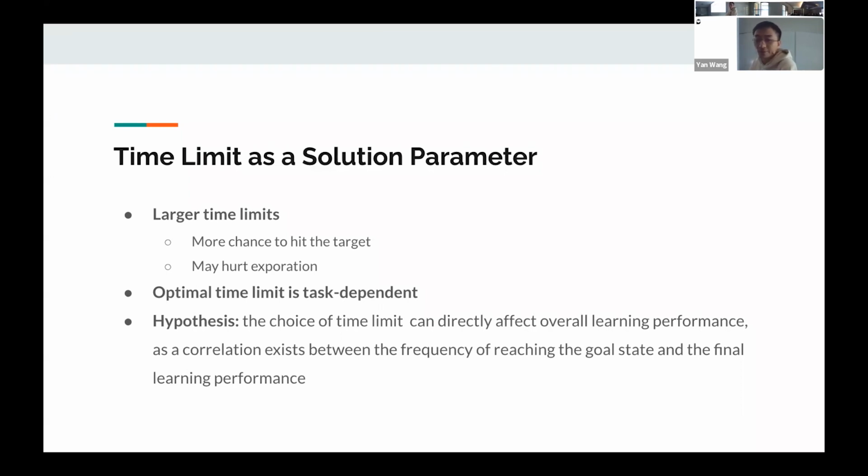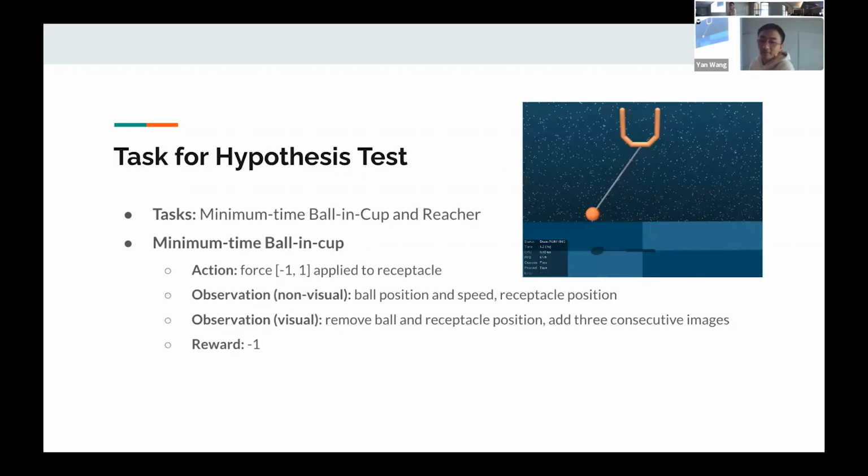In short, we treat the time limit as a tunable parameter to tweak. We hypothesize that the choice of time limit can directly affect the overall learning performance, as a correlation exists between the frequency of reaching the goal state and the final performance. Next, we tested the hypothesis. The tasks we used are minimum time ball in cup and reacher.